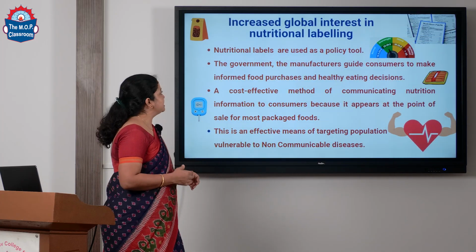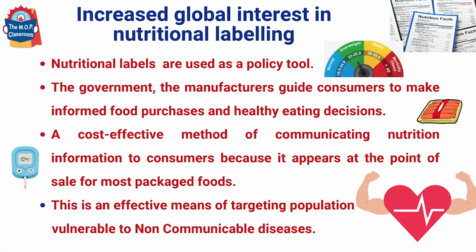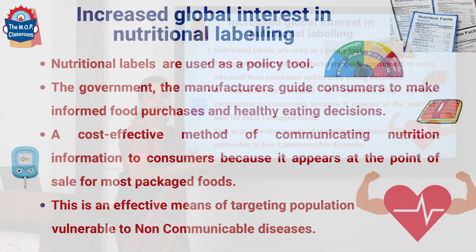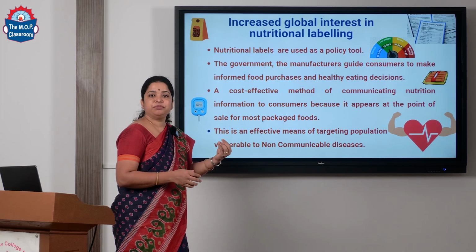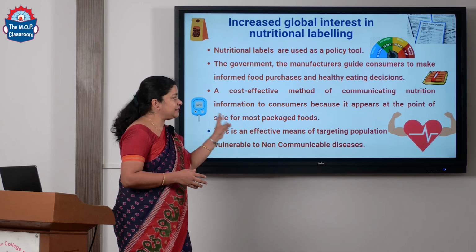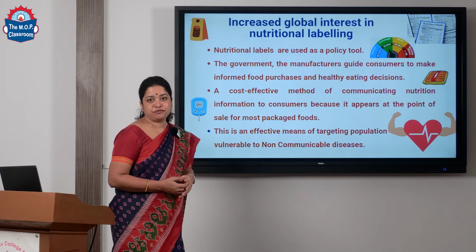Now, why is there this increased global interest in nutritional labeling? The pictures here will definitely give you an example about heart healthy, talking about BMI, talking about diabetes or other things. So, all those pictures suggest there is an increasing rise in non-communicable diseases, and nutritional labels are actually used as a policy tool. So, in this system, the government and the manufacturers are actually trying to guide the consumers in a way that they can make healthy choices. And this is a cost effective method because nobody is present there when you are picking up something from the food shelves of a supermarket. So, by seeing appropriate information on the label, the consumer can decide for himself what is best for the family.